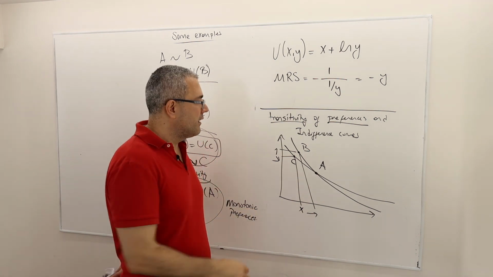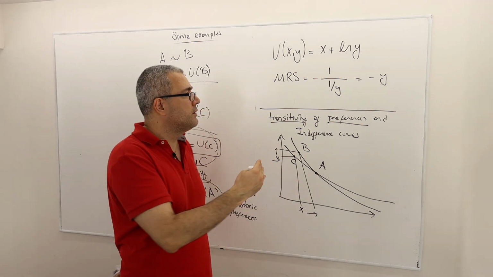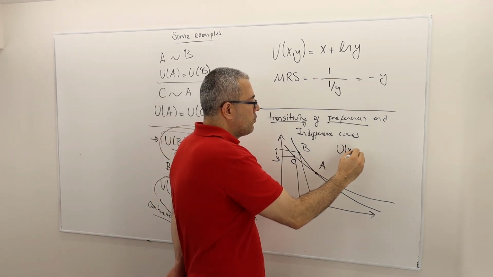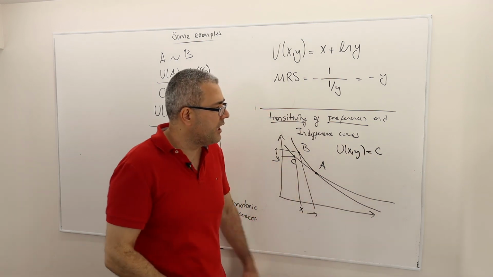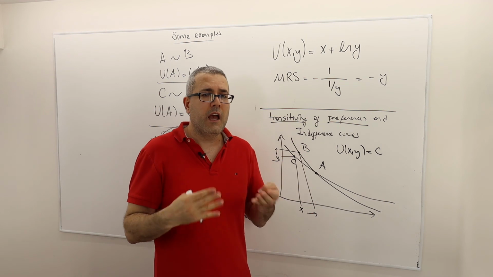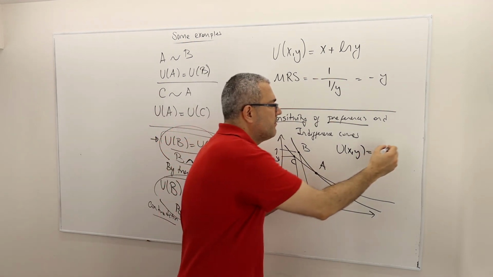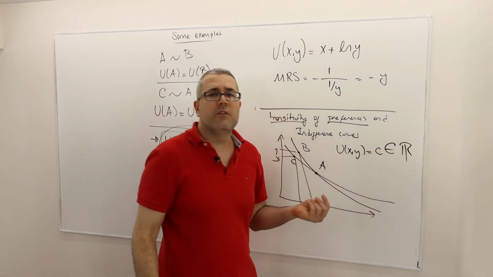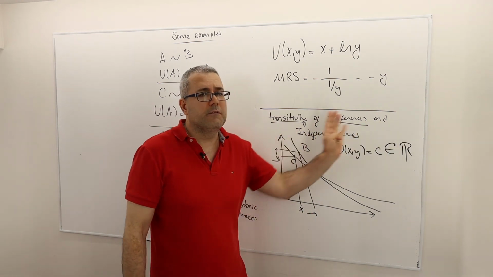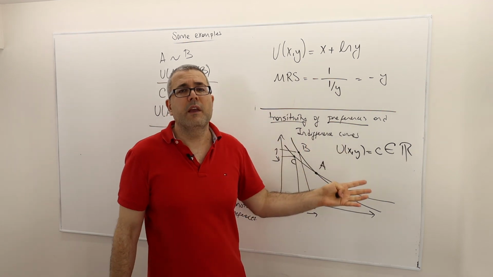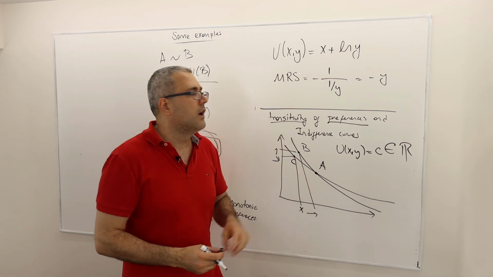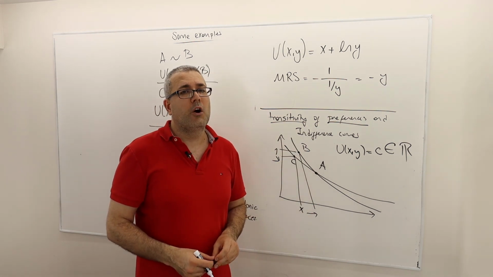And don't forget, there's not just one or two indifference curves. As you change the constant c in u(x,y) equals c, you're going to get another higher or lower indifference curve. And c is just a real number, right? So that means there are infinitely many indifference curves floating on our space, and they never cross one another. That's the property of such preferences or utility functions. Hope that was clear.